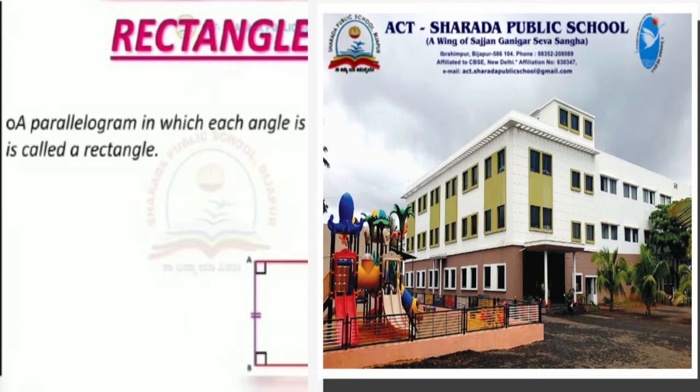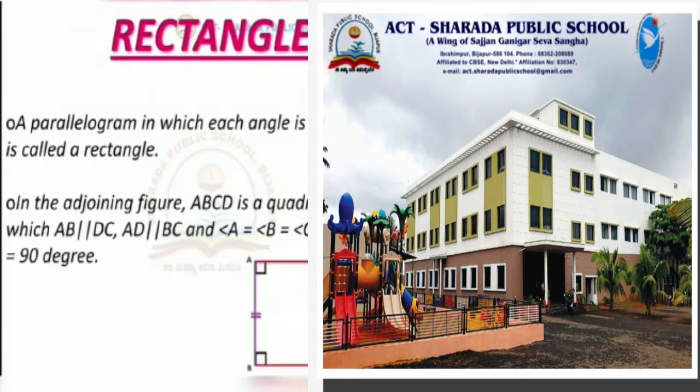Rectangle. A parallelogram in which each angle is a right angle is called a rectangle. In the given figure, ABCD is a quadrilateral in which AB is parallel to DC, AD is parallel to BC, and angle A is equal to angle B is equal to angle C is equal to angle D, which equals 90 degrees. So ABCD is a rectangle.